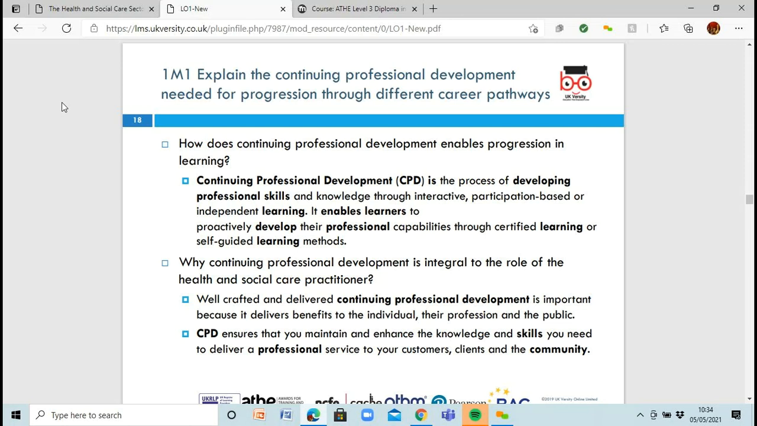So any member of the public is your customer. They're not coming in to choose to buy an Apple phone or anything. They're coming in because they're not feeling well. So anybody could potentially be your customer. So CPD ensures that you maintain and enhance the knowledge and the skills you need to deliver a professional service to your customers, your clients, so your service users, and also to the community.